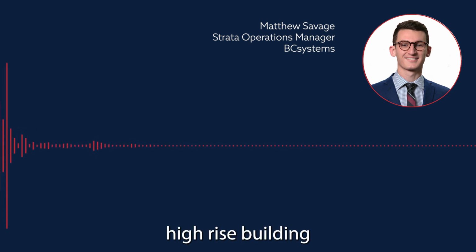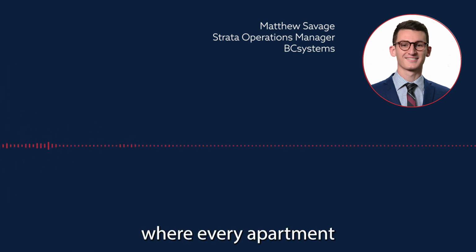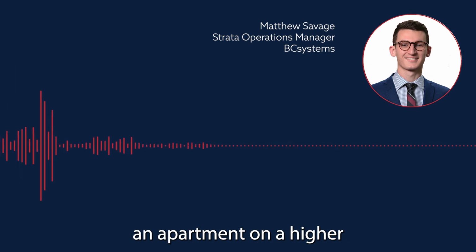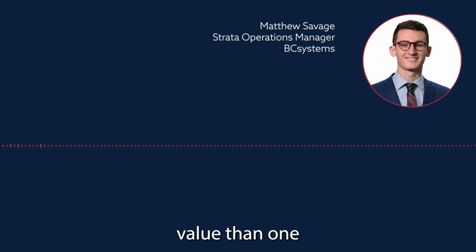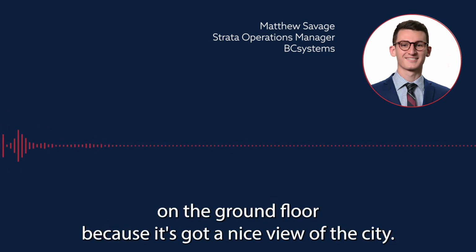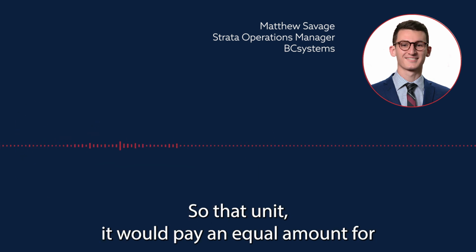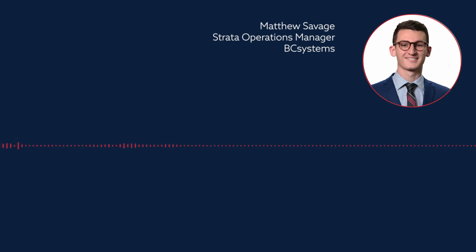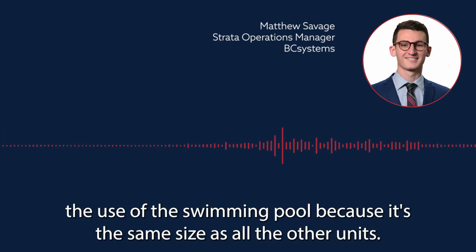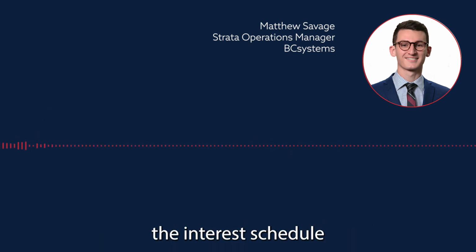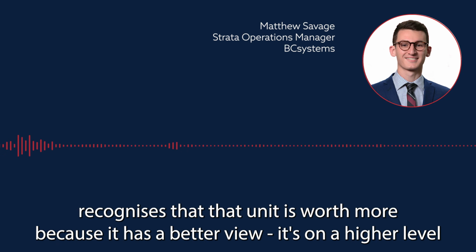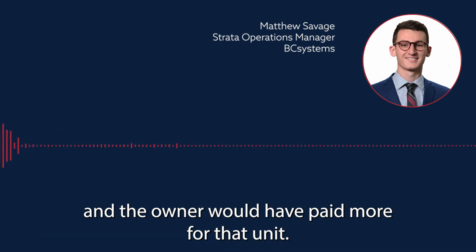If you've got a high-rise building where every apartment is identical to one another, an apartment on a higher floor would have a higher market value than one on the ground floor because it's got a nice view of the city. So that unit would pay an equal amount for the use of the swimming pool because it's the same size as all the other units. But for the purpose of insurance, the interest schedule recognizes that that unit is worth more because it has a better view, it's on a higher level, and the owner would have paid more for that unit.